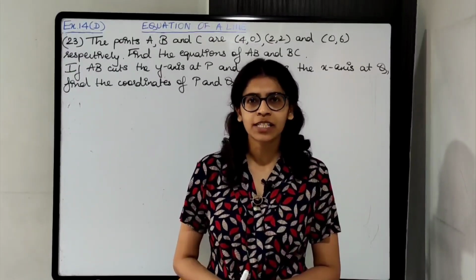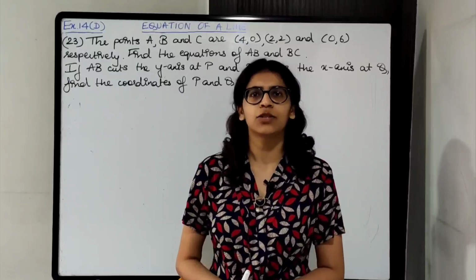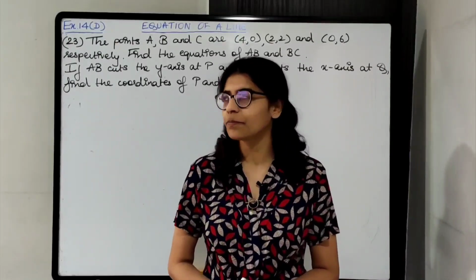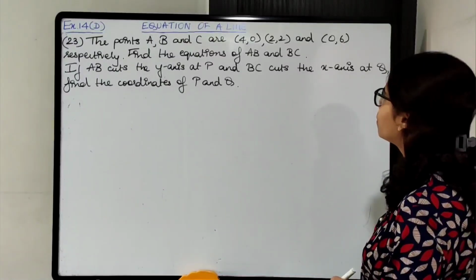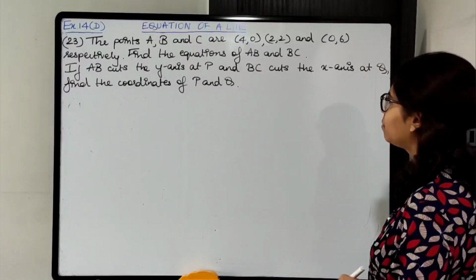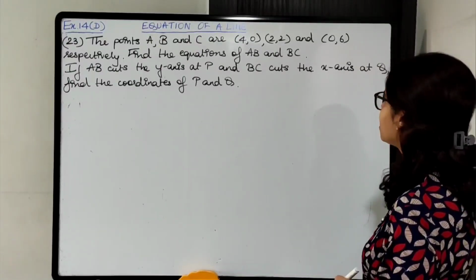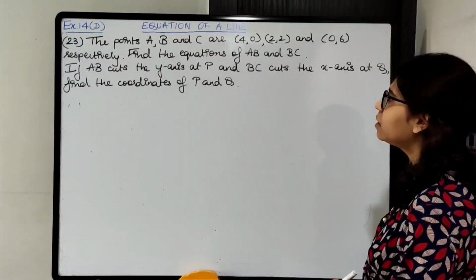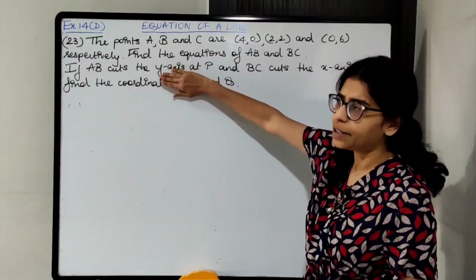In this video, we'll continue with exercise 14D from chapter Equation of a Line. So starting with question number 23. The points A, B and C are (4, 0), (2, 2) and (0, 6) respectively. Find the equations of AB and BC. If AB cuts the y-axis at P and BC cuts the x-axis at Q, find the coordinates of P and Q. We'll come to this part later.